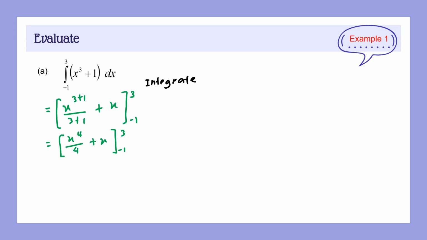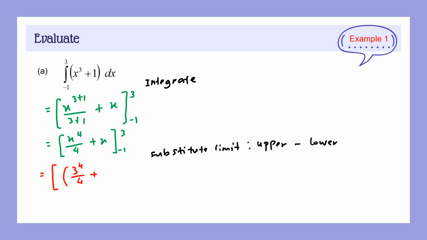And then after that, kita kena substitute limit. Substitute upper minus lower. Substitute upper dulu, then baru substitute lower. So then, we get 3 to the power of 4 over 4 plus 3. So, this one is substitute upper limit. Minus. Substitute lower limit, we get negative 1 to the power of 4 over 4 plus negative 1. So, then we calculate by using calculator. And finally, we get the answer is 24.